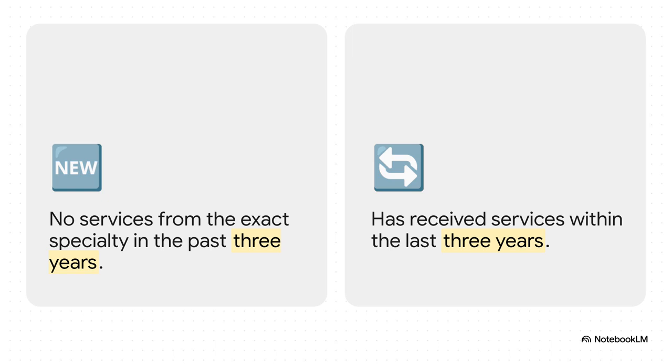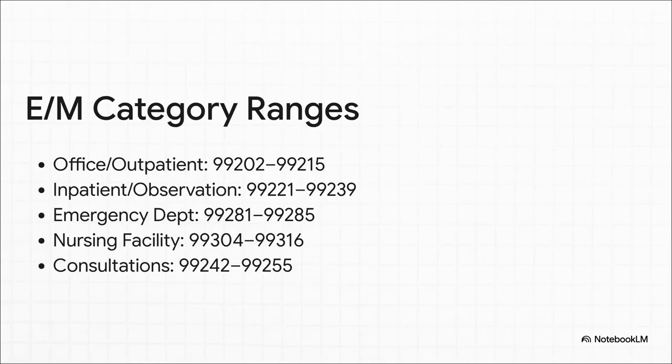No way around it. Right, so once you know who the patient is, you need to know where they are. The setting dictates the exact code range you're going to apply. We've got distinct families for office and outpatient visits, hospital inpatient and observation care, the emergency department, nursing facilities, and consultations. Basically, just pinpoint that category first, and then you can apply the correct leveling method for that specific environment.